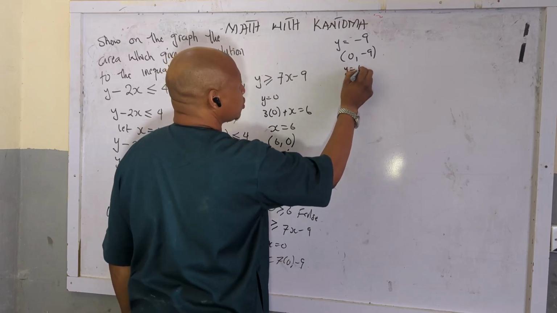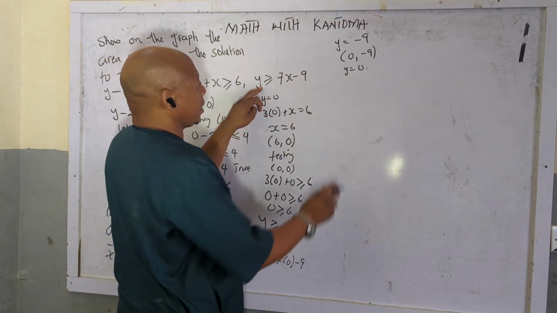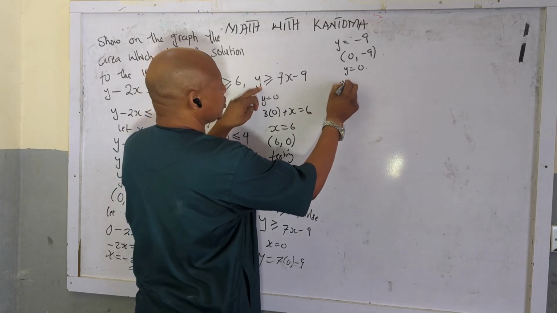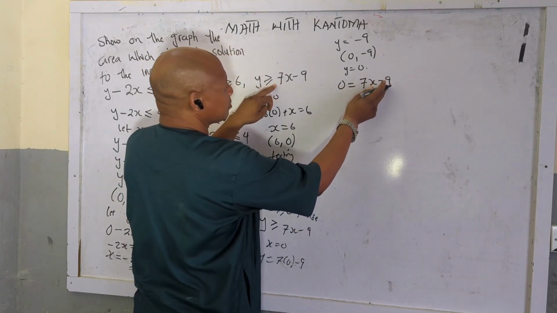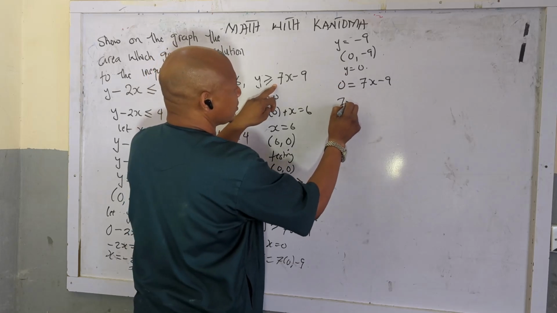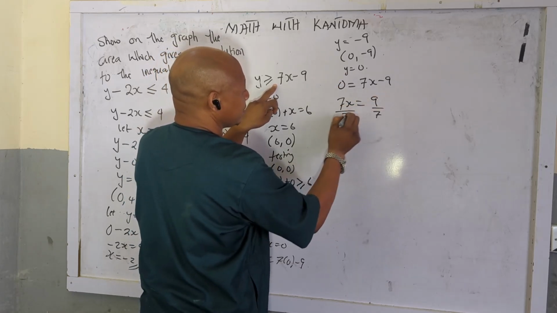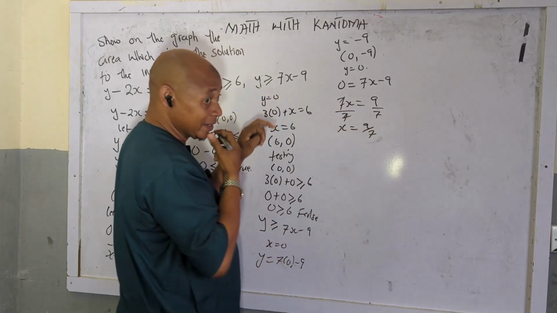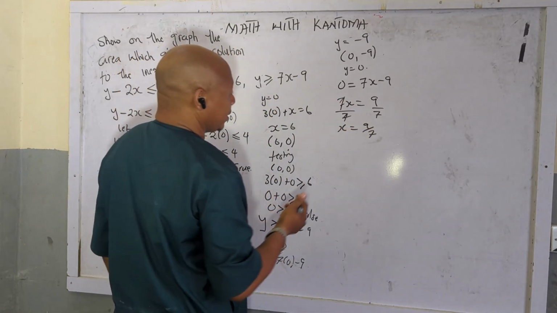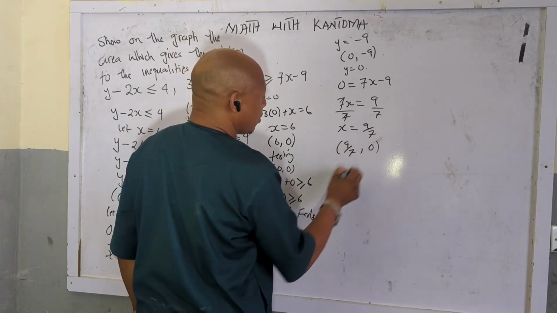Then when y is equal to 0, what is going to be the value of x? Substitute and find the value of x here. So we have 0 is equal to 7x minus 9. Let this minus 9 cross the equality. So we have 7x is equal to 9. Divide both sides by 7, so x is equal to 9 over 7, right? So when x is 9/7, the corresponding value of y is 0.